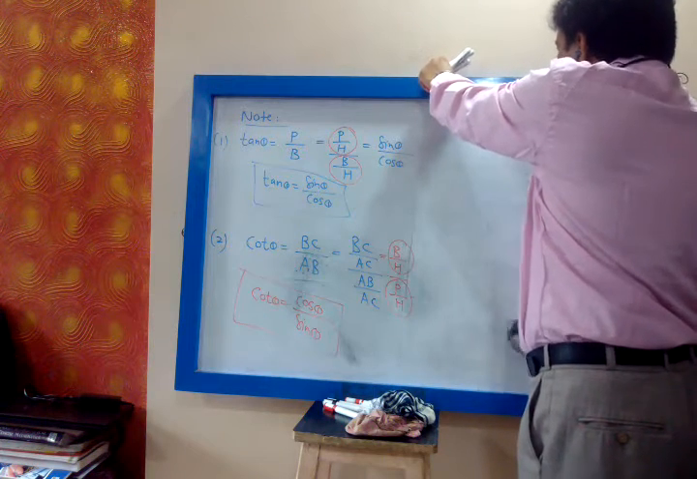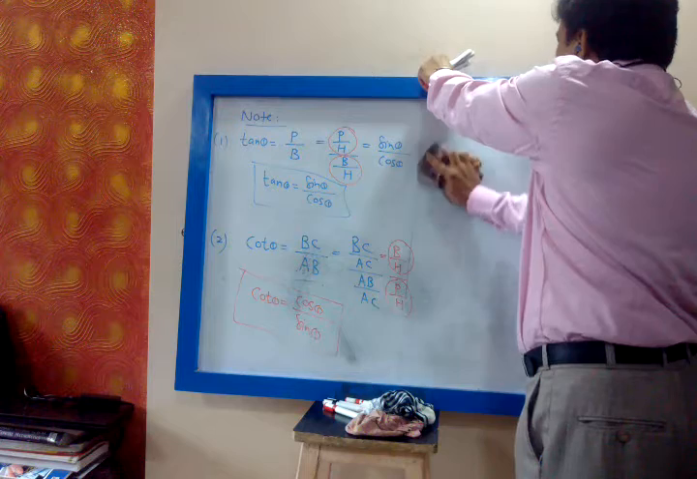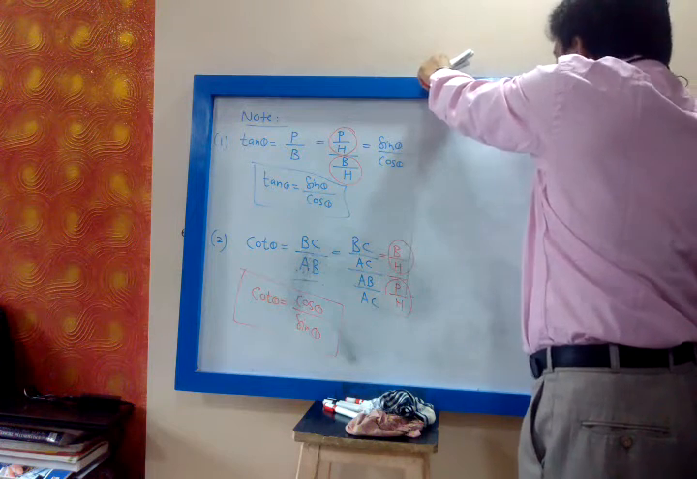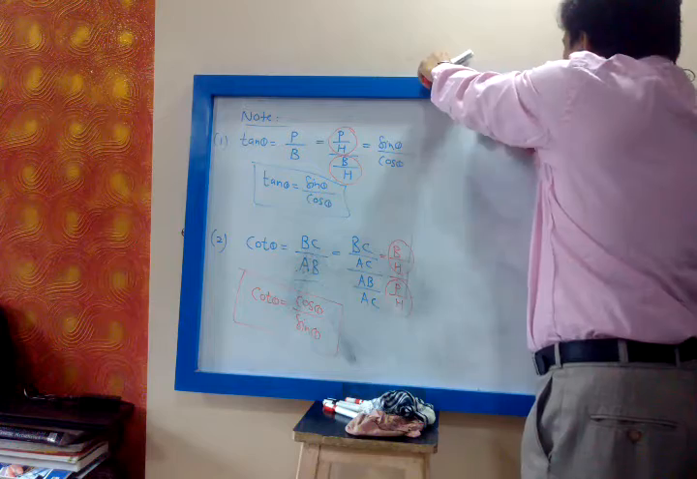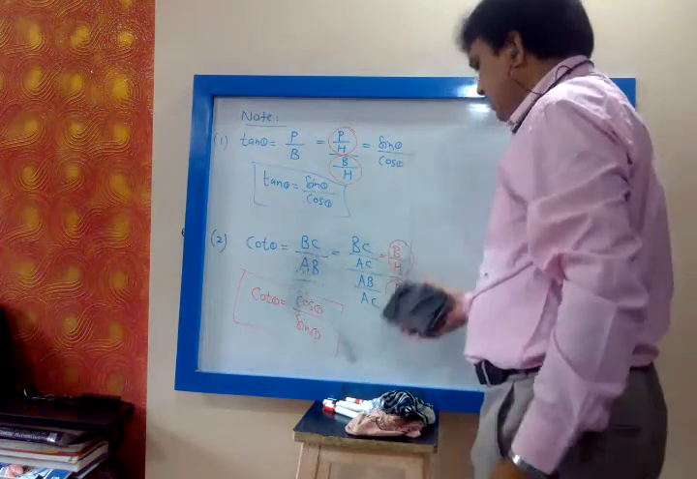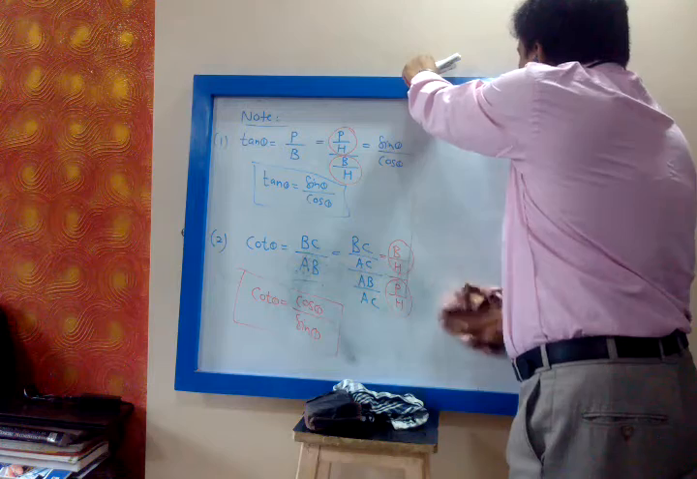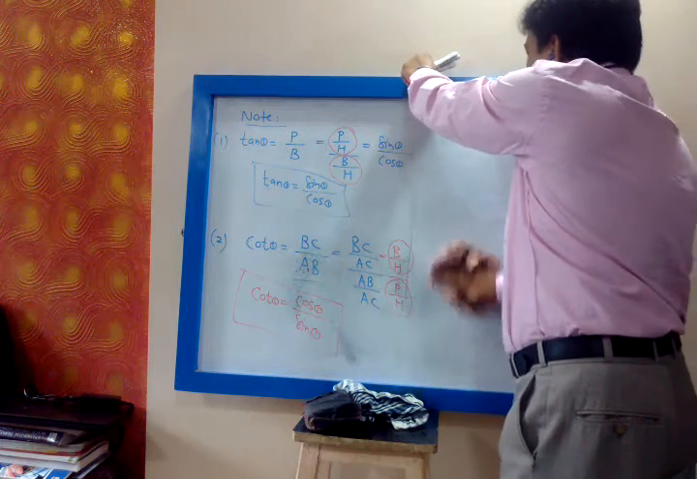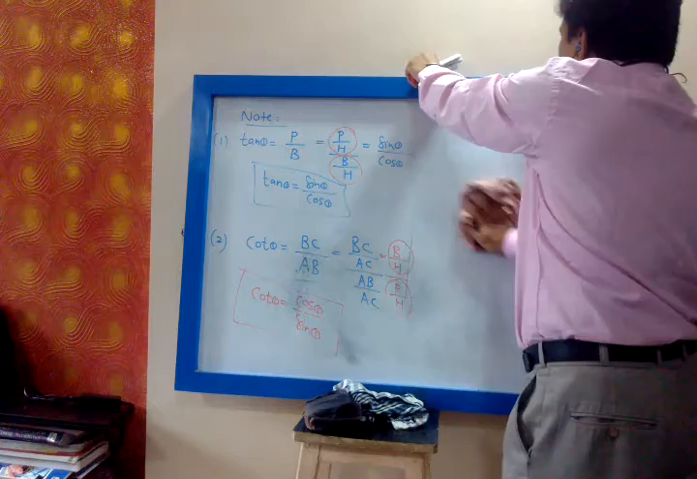Reciprocal of sin theta is cosec theta. Reciprocal of cos theta is sec theta. Reciprocal of tan theta is cot theta. Then tan theta is sin theta upon cos theta, and cot theta is cos theta upon sin theta. That's all. Then Pythagoras theorem. Whenever you have a right angle triangle, you can apply Pythagoras theorem. Okay.